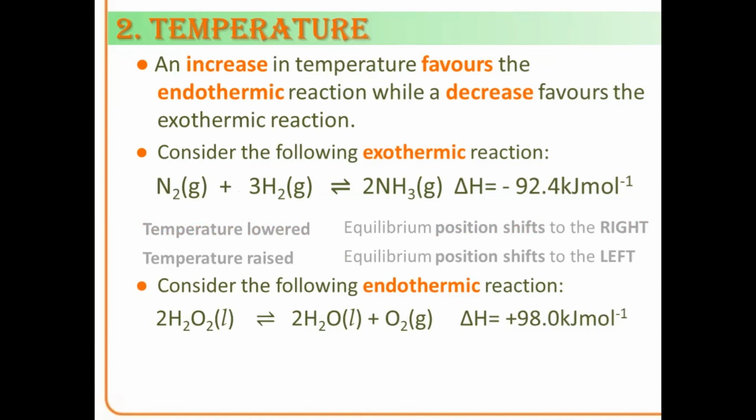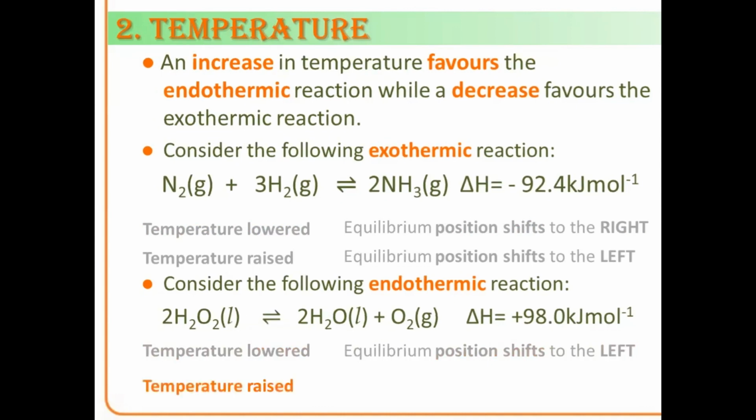Positive 98.0 kilojoules per mole. The positive is telling us that the forward reaction is endothermic. So in this case, when the temperature is lowered, we are going to favor the reverse reaction, which is putting back the heat, the exothermic one, and the equilibrium position shifts to the left. When the temperature is raised, the reverse happens. The forward endothermic reaction is going to be favored, and the equilibrium position shifts to the right.